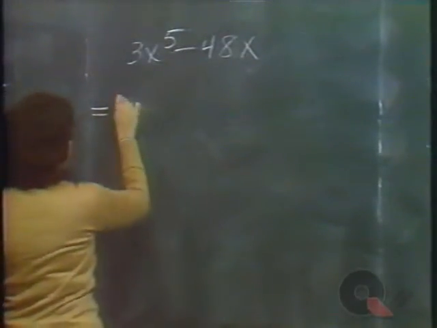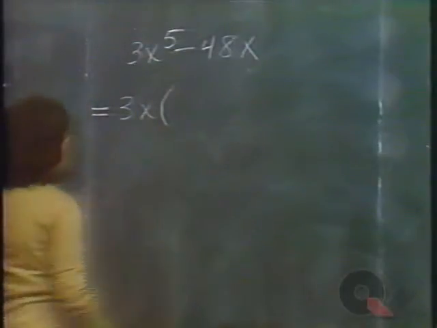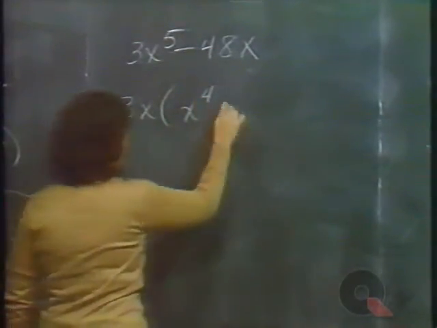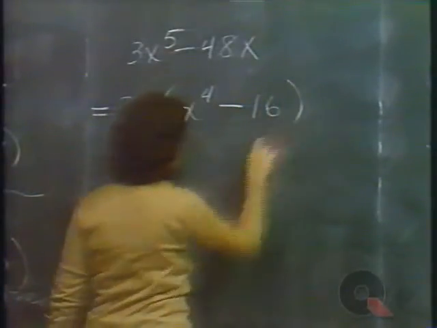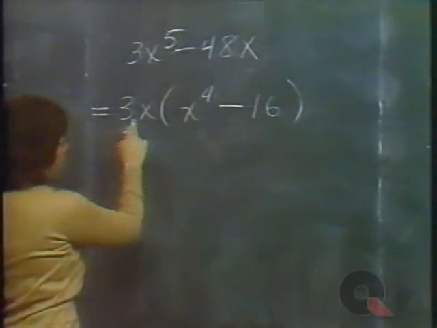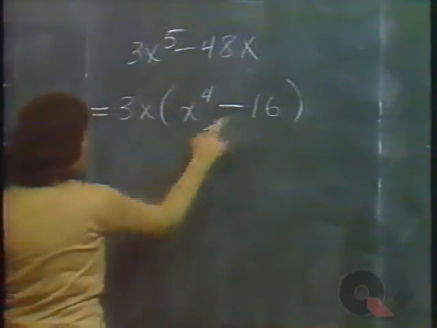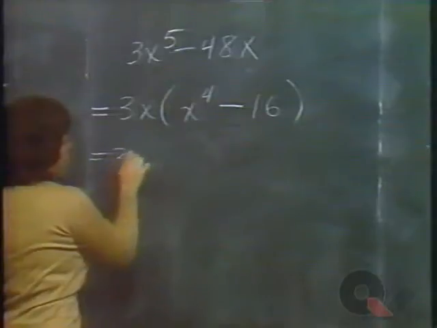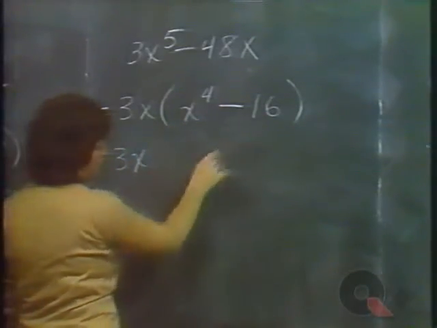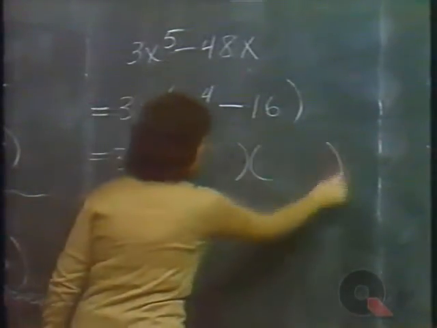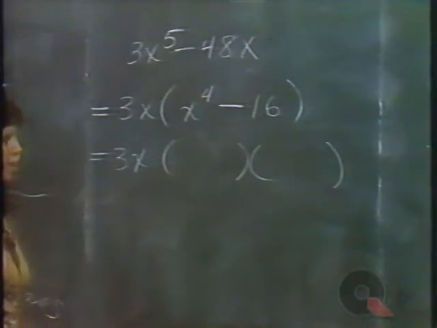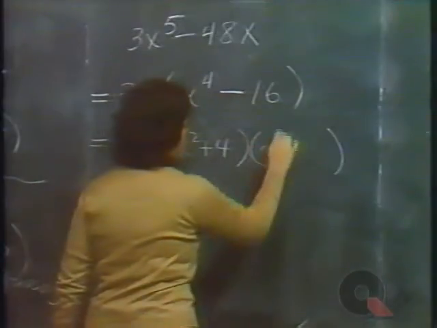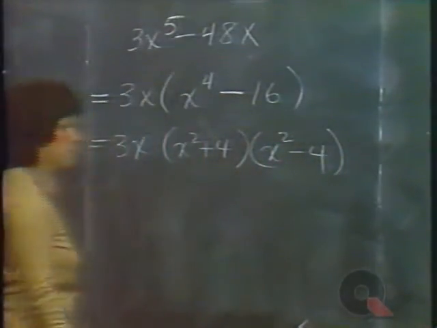In this case, we can pull out a 3x from both terms, leaving us with an x to the fourth here minus 16 here. This multiplied out gives you 3x to the fifth minus 48x. We can then further factor the x to the fourth minus 16. This is a difference of two squares. We can write it as x squared plus 4 times x squared minus 4.